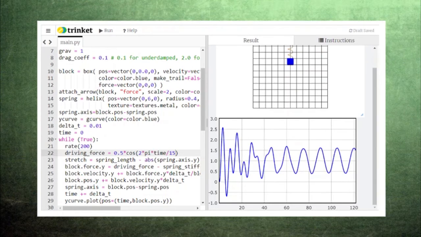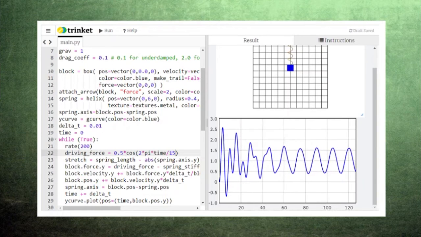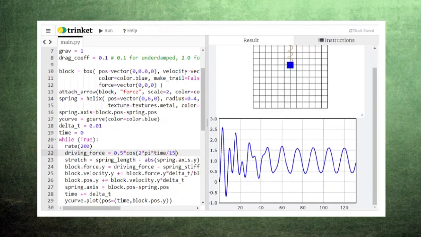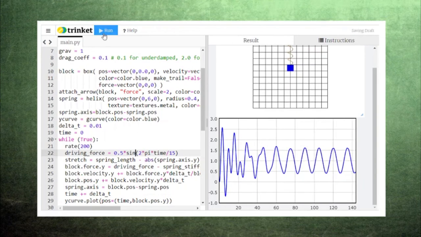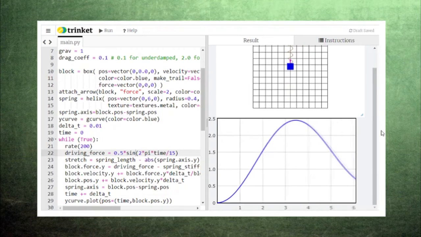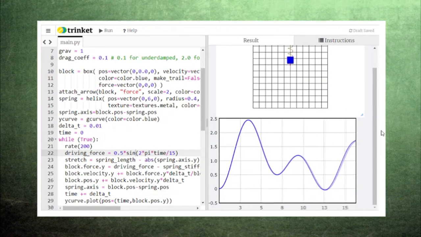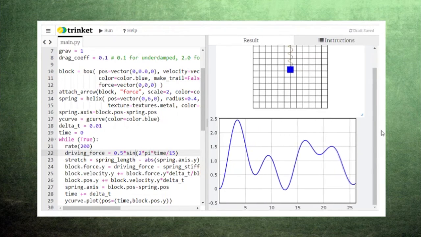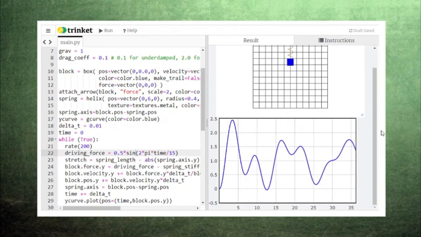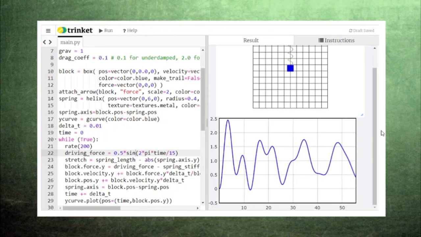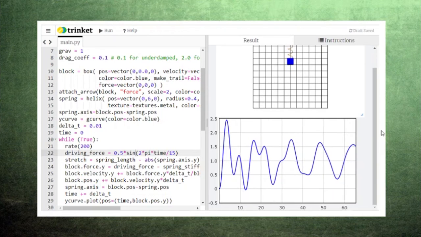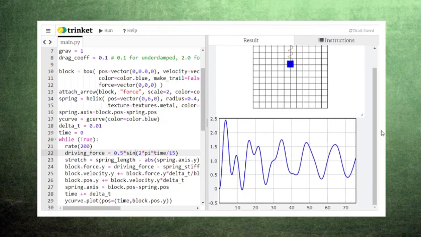In addition, if we change the amplitude of the driving force, we see a corresponding change in the amplitude of the spring's oscillations. In case you were wondering, there really isn't much of a difference if we change the cosine function to a sine. There are small changes to the beginning of the graph, but the long-term behavior is the same. So the important features of a driving force are the amplitude and period, which control the amplitude and period of the spring's oscillations in the long term.